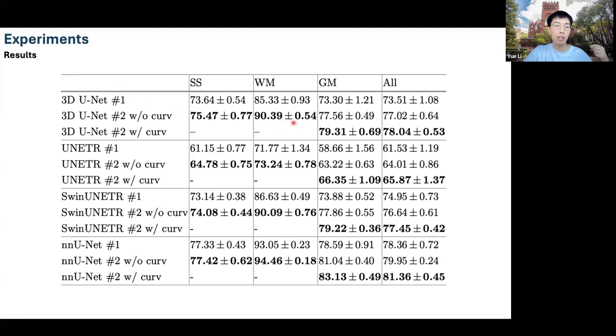And if the curvature feature is involved, this dice score can be further improved. Because the subcortical structures and white matter were segmented from the initial coarse segmentation, and the curvature has nothing to do with them, no matter with or without curvature, they have the same dice score. So they only show it in one row.